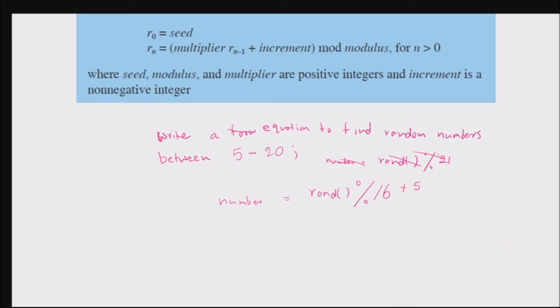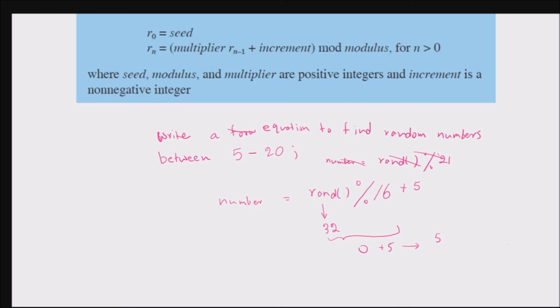So what happens when you do this? Well, let's get some value. So this guy throws some value for me. Let's say he throws me 32. 32 divided by 16 is what? 2, right? And the remainder is 0. So the remainder in this case is 0 plus 5. So the minimum value will always be this. Okay, so that solved that part.